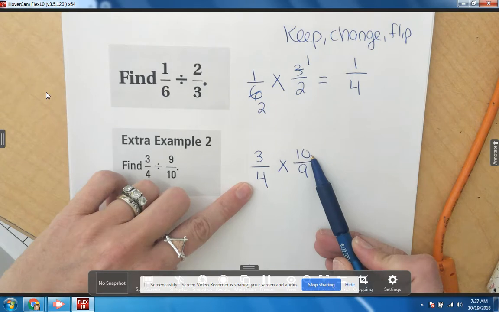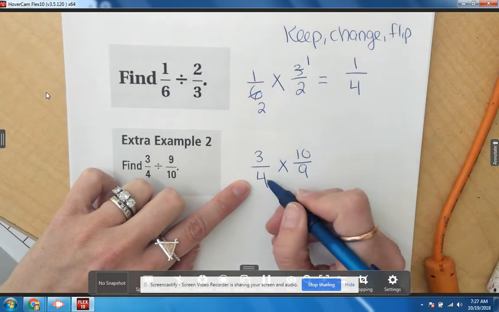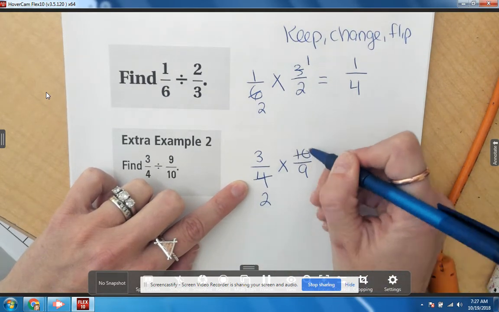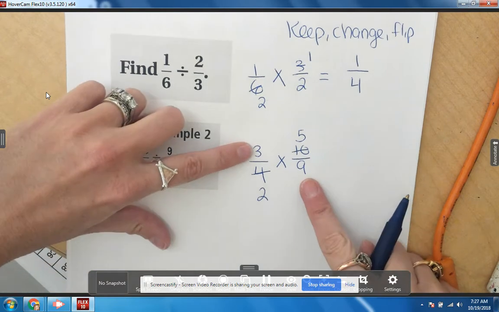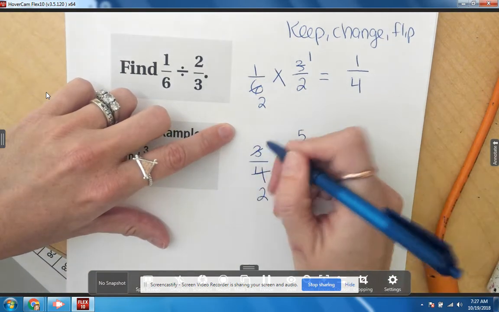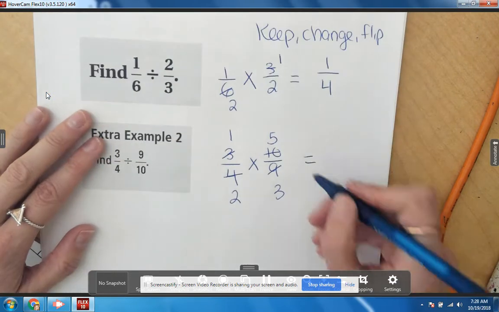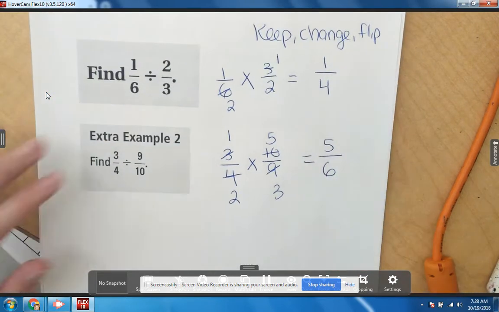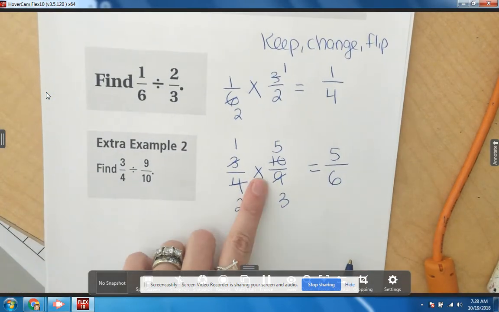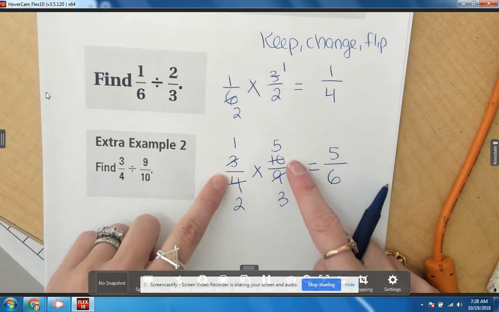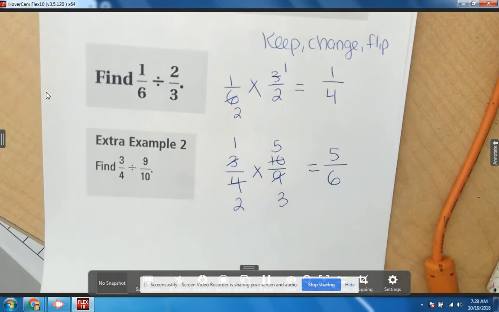I could divide these both by 2, sorry. 4 divided by 2 is 2. 10 divided by 2 is 5. I could divide these both by 3. 3 divided by 3 is 1. 9 divided by 3 is 3. Multiply across, I get 5 over 6. So keep, change, flip, cross cancel if you can, multiply across.